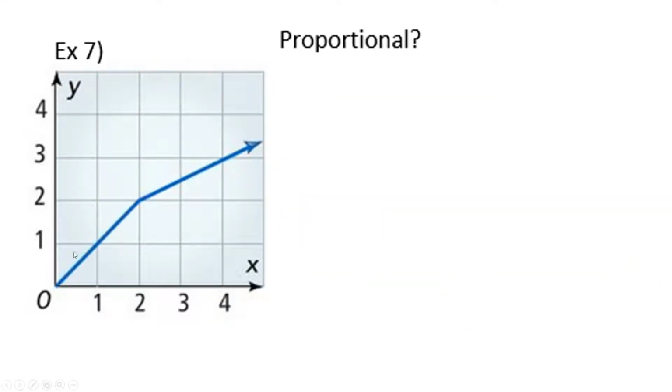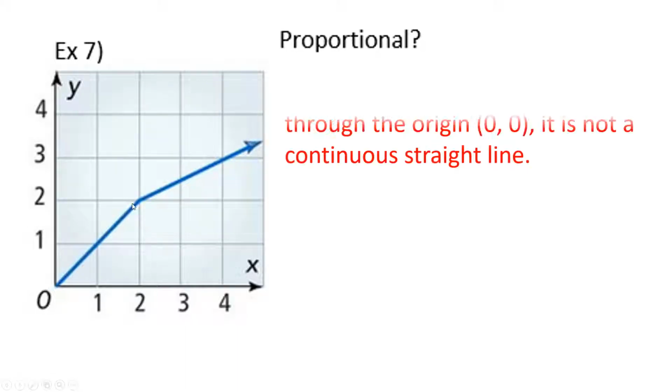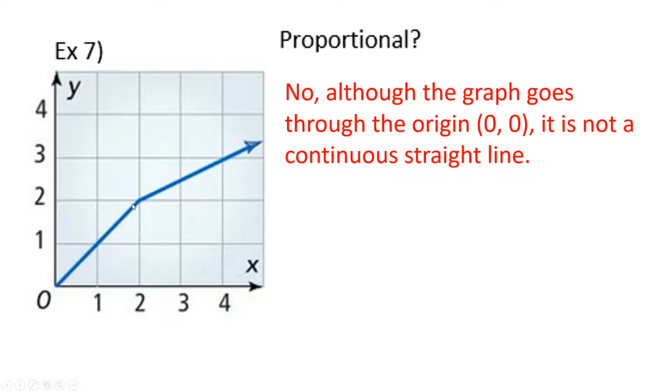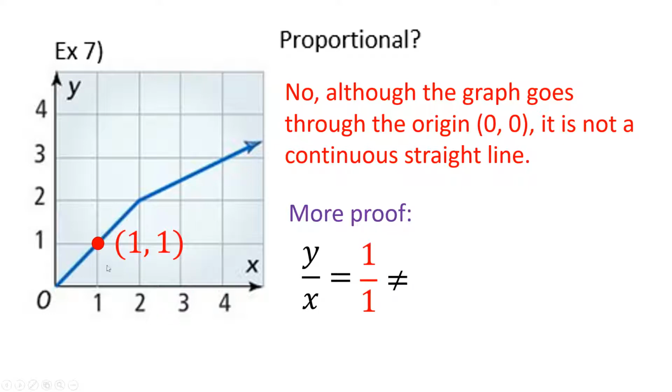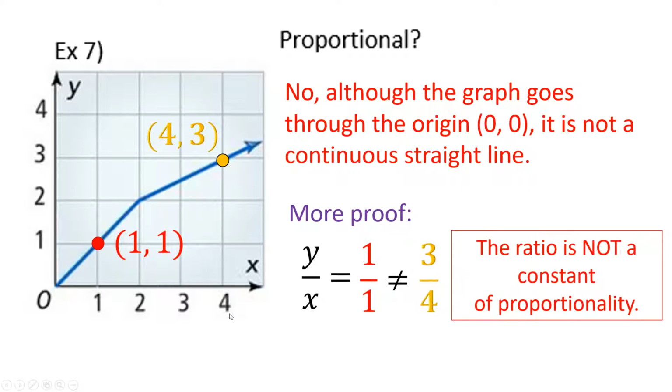And last but not least, looking at this, we see that it goes through the origin, but it is clearly not a straight line. So no, although the graph does go through the origin, it is not a continuous straight line. And once again, more proof, we have 1 over 1 here, but up here we have 3 over 4, y over x. Therefore, the ratio is not a constant of proportionality.